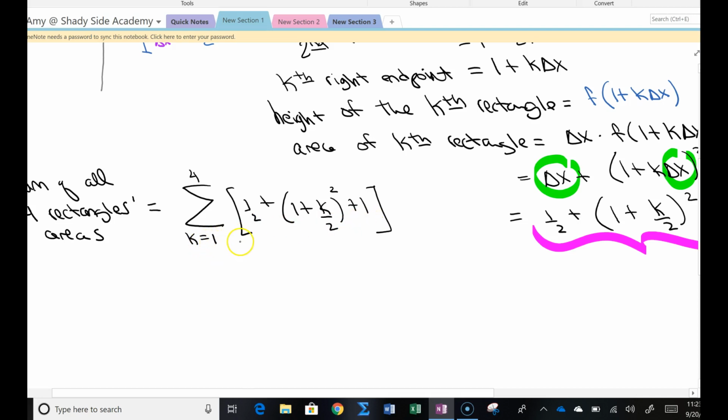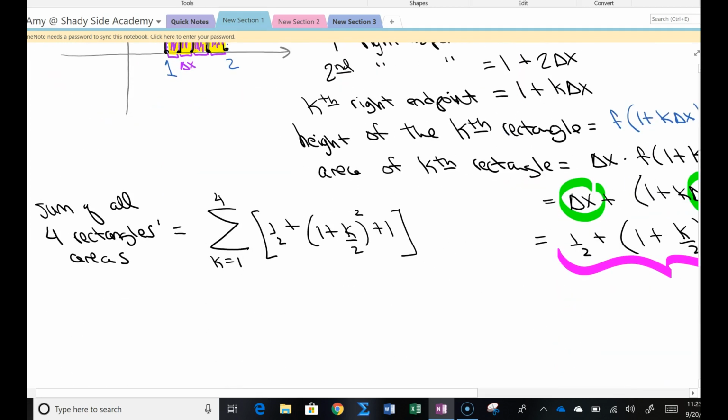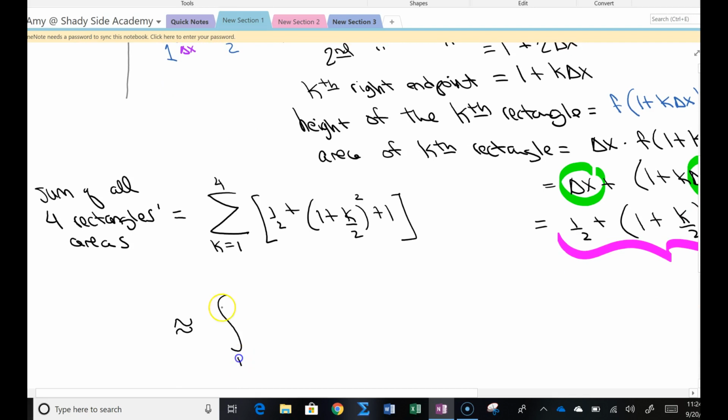When you add up all those 4 terms, the sum of those 4 terms will equal the area of these 4 rectangles. And what I'm going to say here is very important. If I can do one line here, I would. But it's very important to note that this is an approximation of the definite integral from, what's my limits of integration? There we go. From 1 to 2 of the function x squared plus 1 dx.